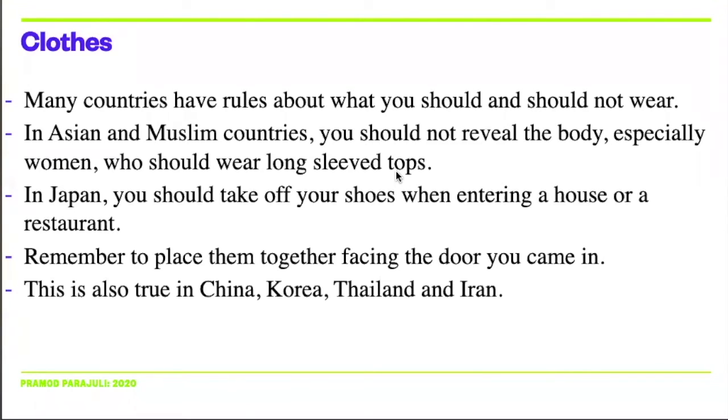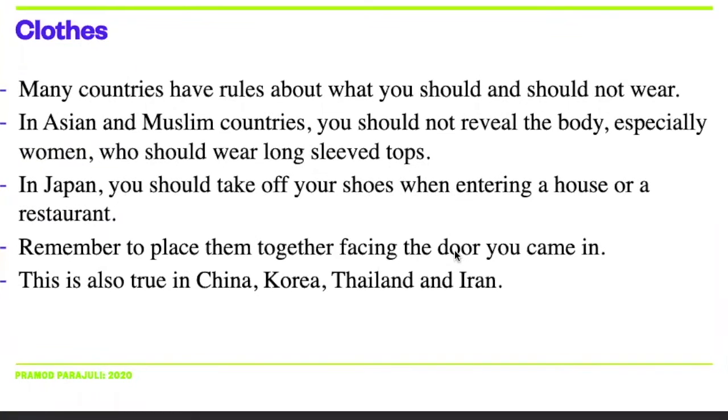Remember to place them together facing the door you came in. So even while taking off your shoes, remember to place them together, keeping them systematically facing the door you came in. Whether sandals or shoes, whatever you have, they should face the door and be kept together. The same thing happens in China, Korea, Thailand, and Iran as well. China, Korea, Thailand are almost all Buddhist, whereas in Iran they are Muslims. However, the Iranian people also practice the same.